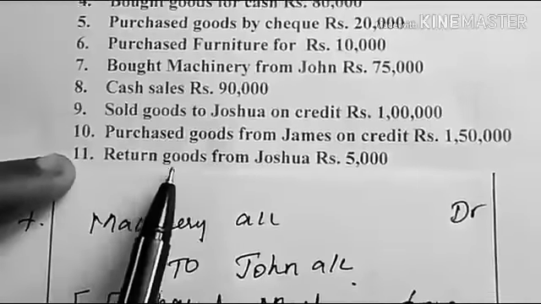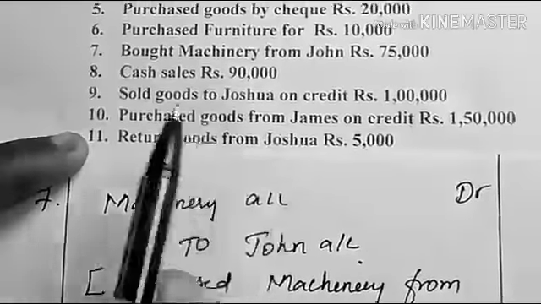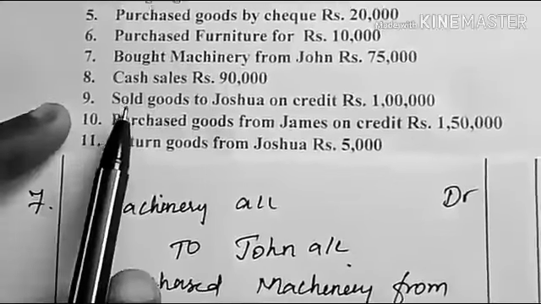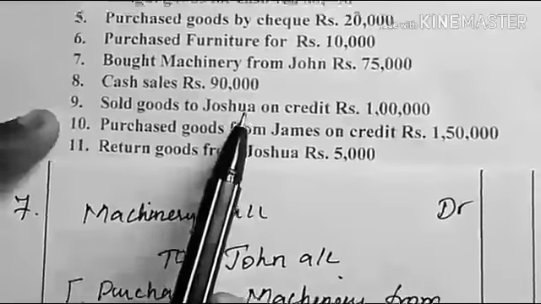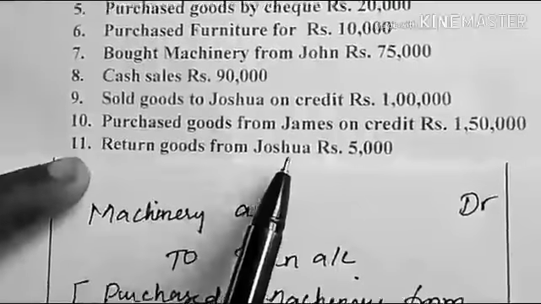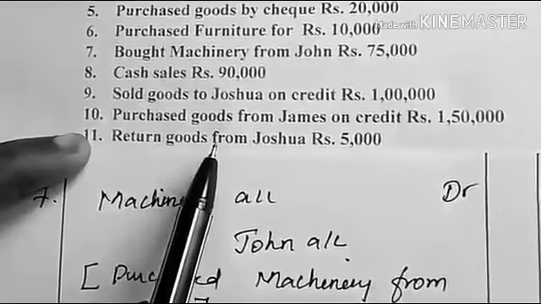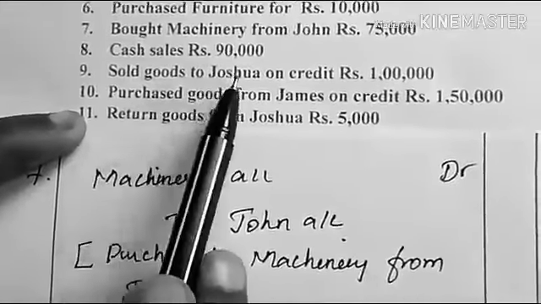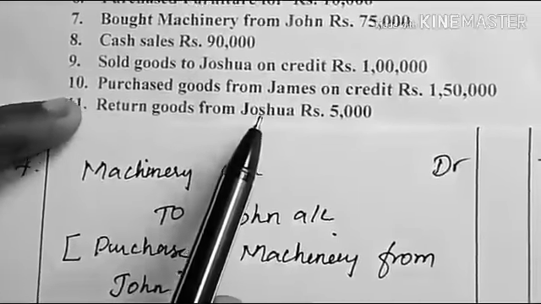Okay, you have returned goods from Joshua. Just refer the previous transaction. In the 9th transaction, sold goods to Joshua. You have sold some item to Joshua, no? Now, Joshua returned some goods to you. So, what is the transaction? It is a sales return. You have sold goods to Joshua. Now, you have returned goods from Joshua. It is a sales return.